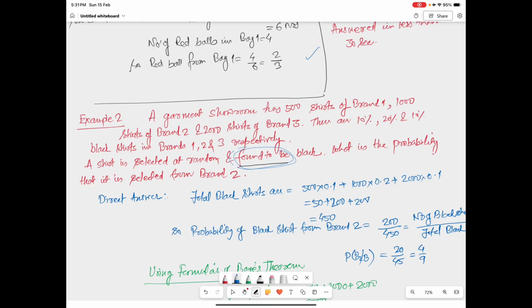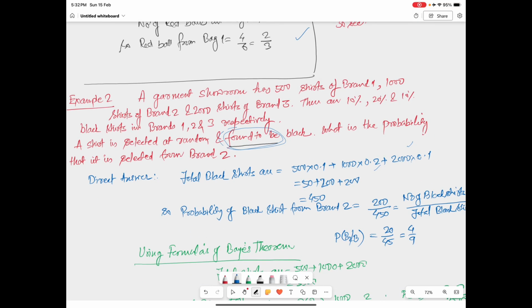So it is 500, because there are 10% black shirts, so 500 into 0.1. So 1000 shirts are in brand 2. So 1000 into 0.2, and 2000 into 0.1. So this will give the total number of black shirts, out of which I am asking what is the probability of getting it selected from brand 2.